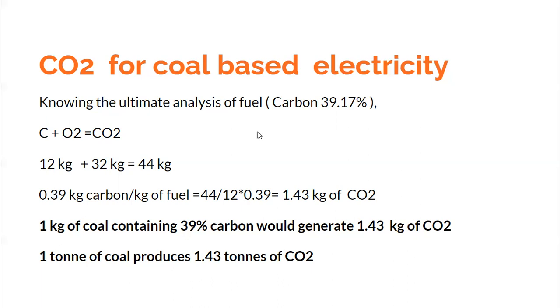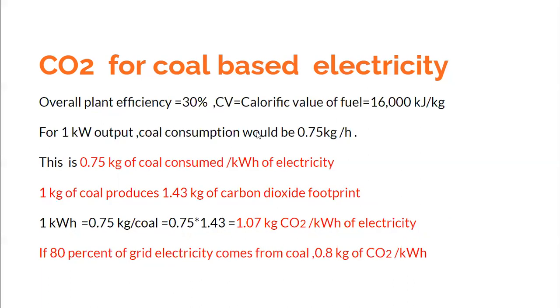Okay, so from the basic chemistry, we have shown how the CO2 from a coal-based electricity power plant can be calculated. Now this is the emission factor per kg of coal consumed. This can also be expressed as emission factor per unit of electricity. Now this is interesting. Let us say that a coal-based power plant has an efficiency of 30%.